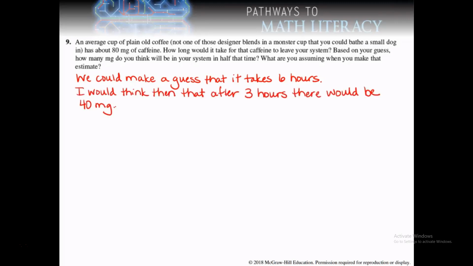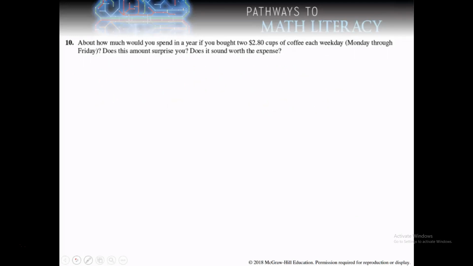In number 10, about how much would you spend in a year if you bought two $2.80 cups of coffee every weekday? Well, we can calculate this one pretty closely. So two $2.80 cups of coffee means that I'm spending $5.60 per day. And then I'm doing that 5 days a week. So 5 times $5.60 is $28 a week.